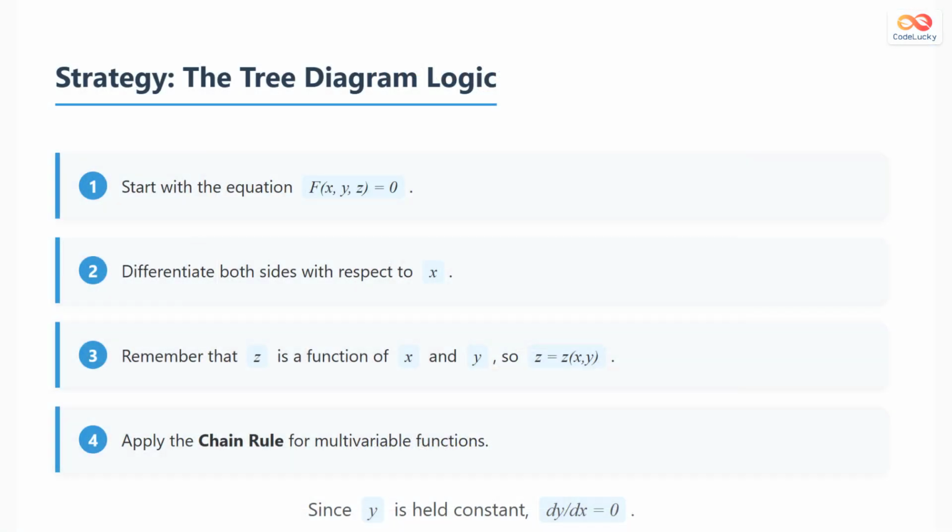To solve this, we use the multivariable chain rule. We start with our equation, differentiate both sides with respect to x, and keep in mind that z is a function of x, and y is not. This process generates a relationship involving the partial derivatives we want to find.